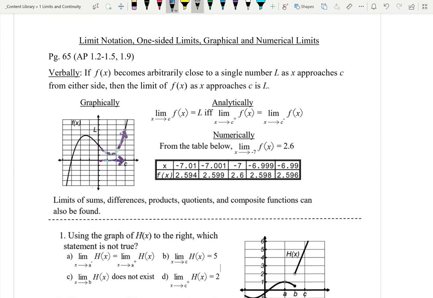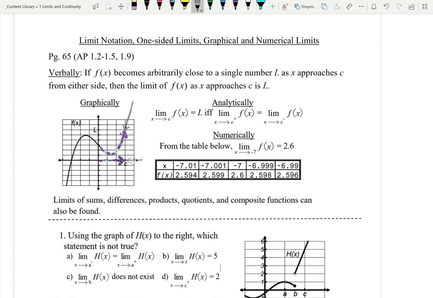L. And that happens not just on the left-hand side, but if I go to the right of c and I start heading towards c along the x-axis, if I follow that along the path of the graph and I head towards where x is equal to c on the graph, I am heading toward a y value of L. This is what it means for a limit to exist and be equal to a number.